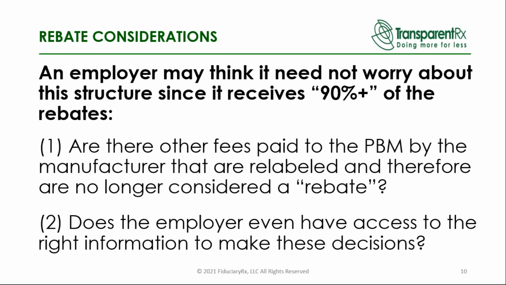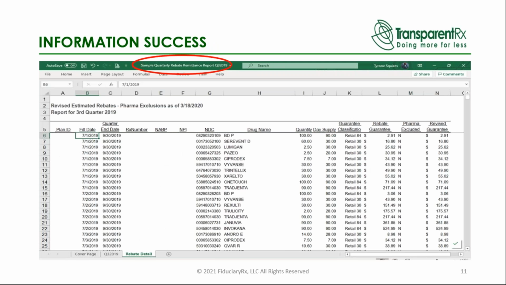And then more importantly, I'm coming back to information. Does the employer have the right information to be making these decisions, to be making the determination that we're getting 90% back? We're trusting the word of the PBM. We're getting 90% of all available rebates coming back from the manufacturer. This is an example of information success, the opposite of information asymmetry.